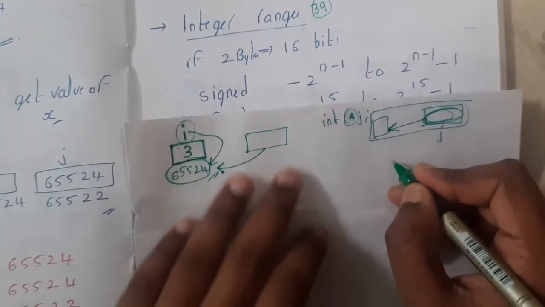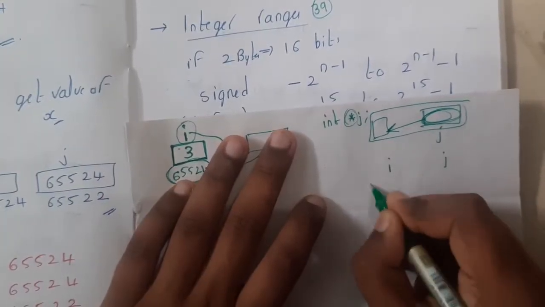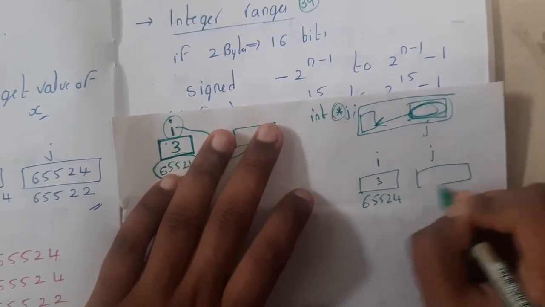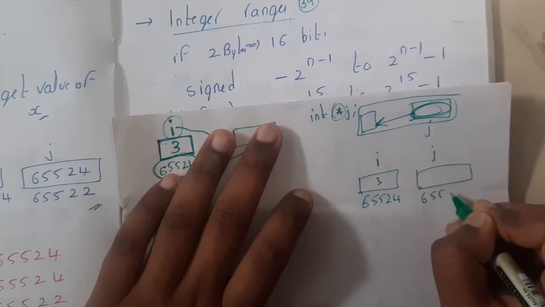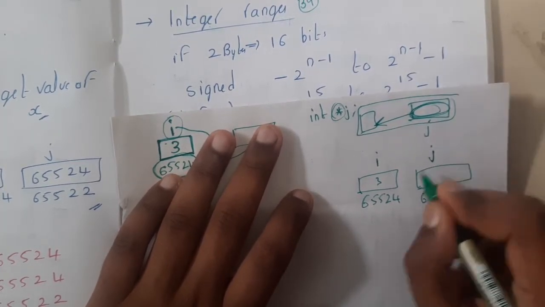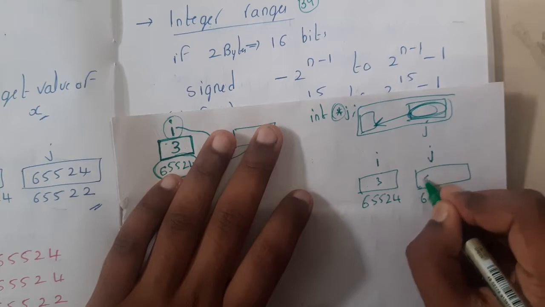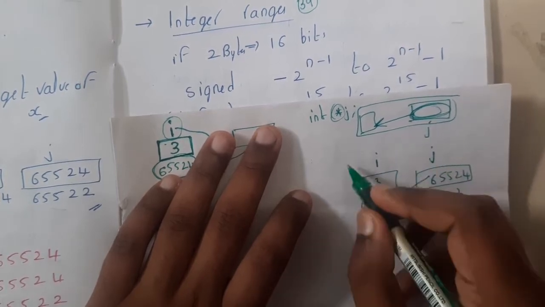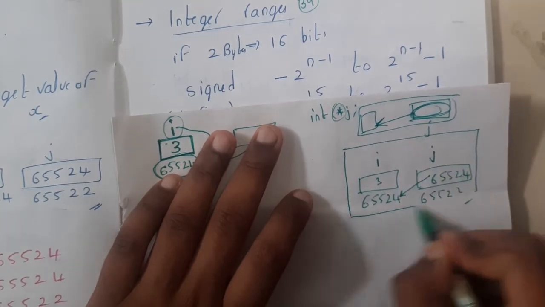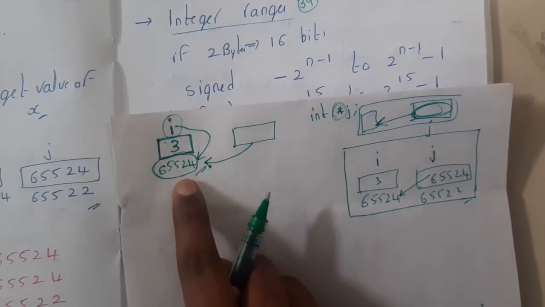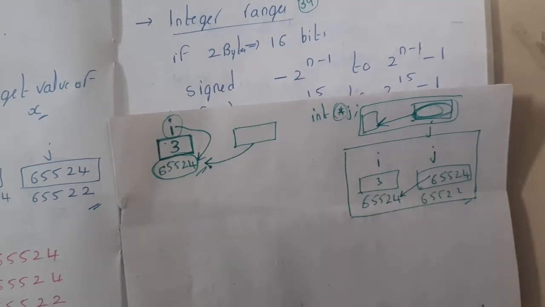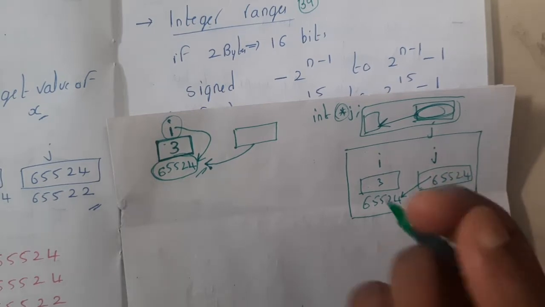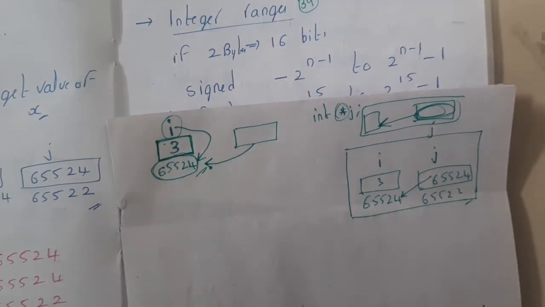If you take an example i and j, i is holding a value 3 and its location is 65524, and j is one more variable whose location is 5522, but it is a pointer to this value, which means 65524 will be stored here. Got it? So this is the concept of pointer, guys. Now you got an idea, right? That is why I indicated this first and connected this new thing to it. A pointer is nothing but it stores the address of some other variable. That is the definition of pointer.